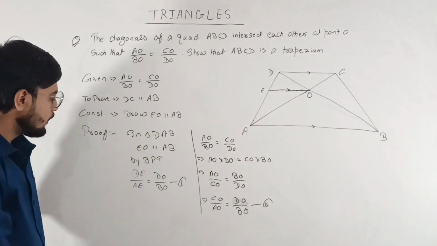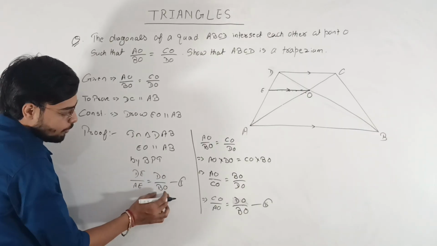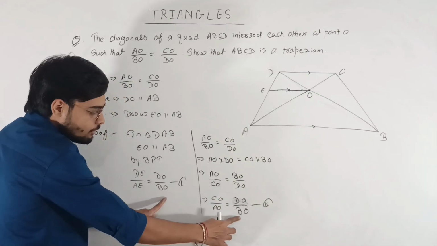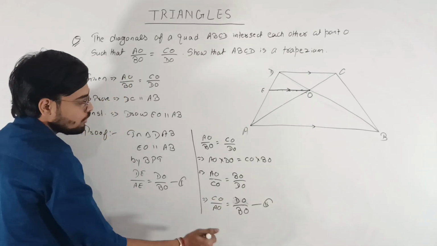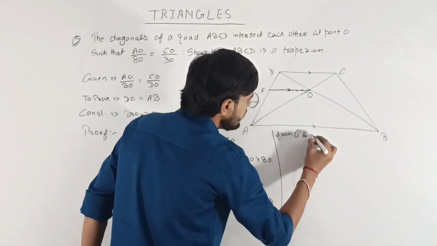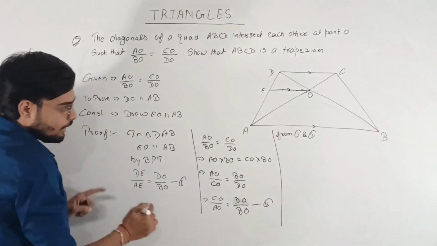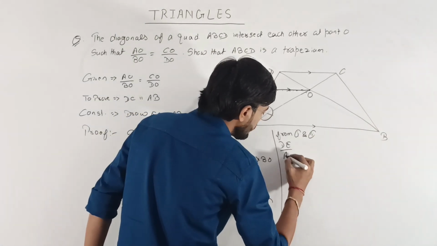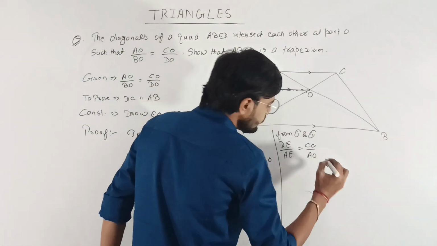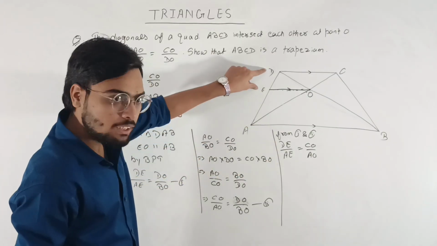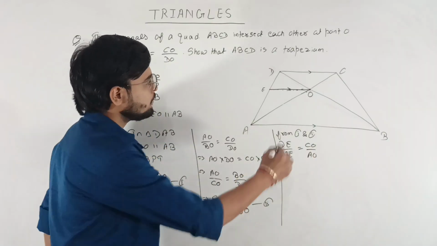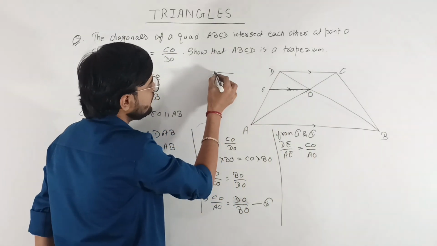Now look at equation first and second. Equation first is DE upon AE is equal to DO upon BO. Equation second is CO upon AO is equal to DO upon BO. Now look, RHS of these two equations are equal, so LHS are also equal. So from equation first and equation second, DE upon AE is equal to CO upon AO. Now look, this is DE, this is AE, CO is here and AO is here, which means this triangle, triangle DCA.